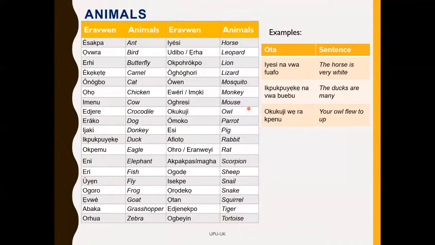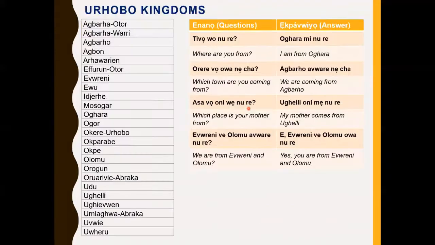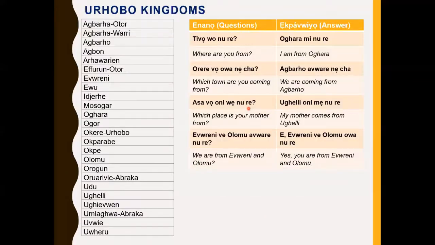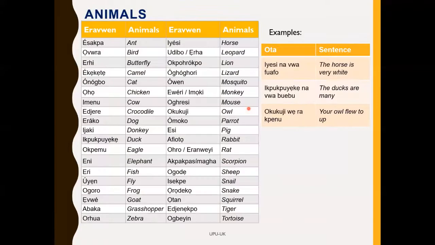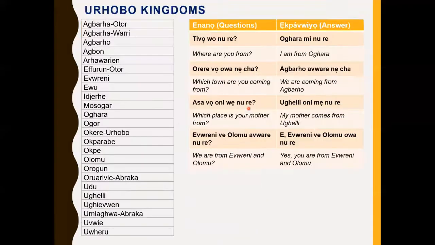Towns. So we said we're going to. So I just need to go back. It's changing itself. So we're going to do towns. We thought we'll use this. So we're going to do towns now. So we thought we'll use Urhobo kingdoms to give example of towns.